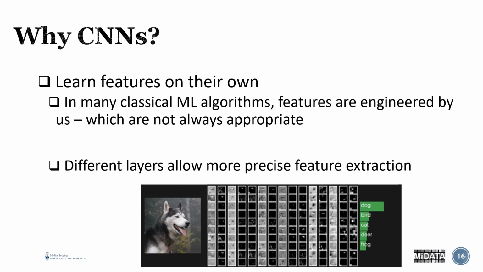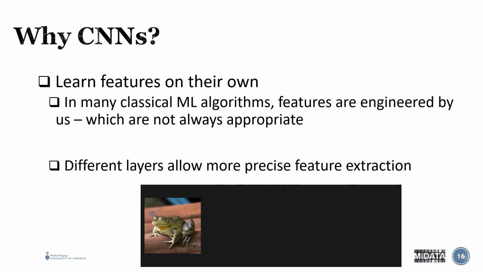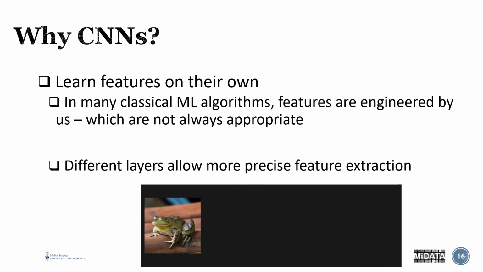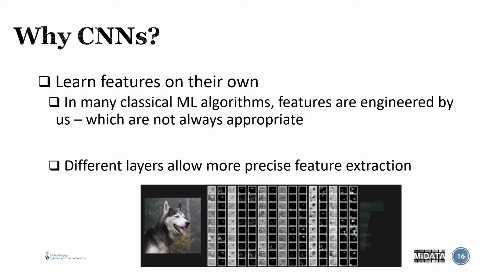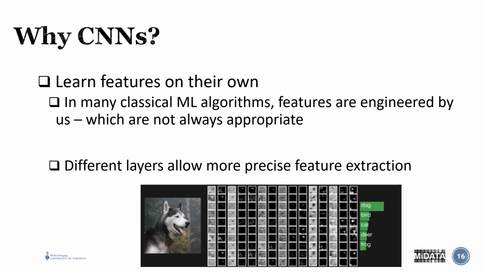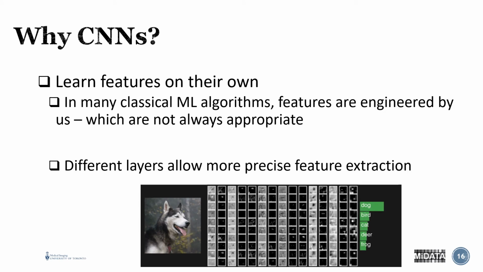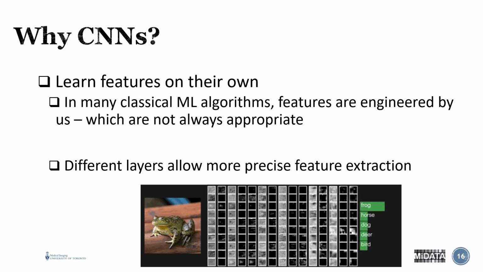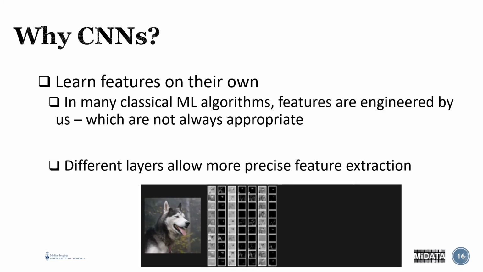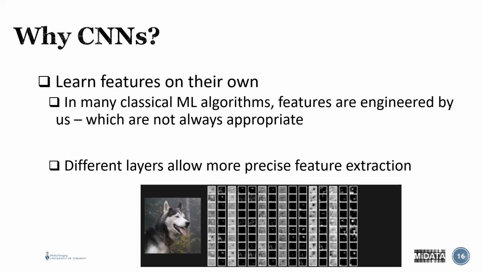So why CNNs? Well, first and foremost, CNNs learn features on their own. In many classical machine learning algorithms, features are engineered by us, and this is not always the best solution. They may not always be appropriate for the model. The different layers allow for more precise feature extraction. And there can be many layers and there can be many features. And so this gives the algorithm flexibility in order to select the best solution.